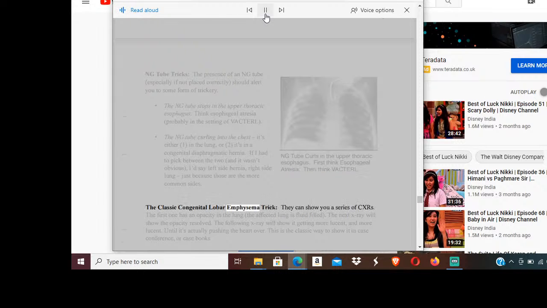The classic congenital lobar emphysema trick, they can show you a series of CXRs. The first one has an opacity in the lung, the affected lung is fluid-filled. The next X-ray will show the opacity resolved. The following X-ray will show it getting more lucent and more lucent, until it's actually pushing the heart over. This is the classic way to show it in case conference or case books.